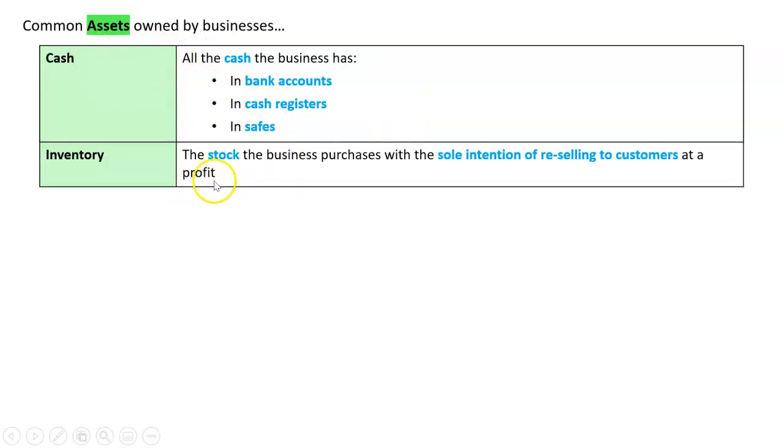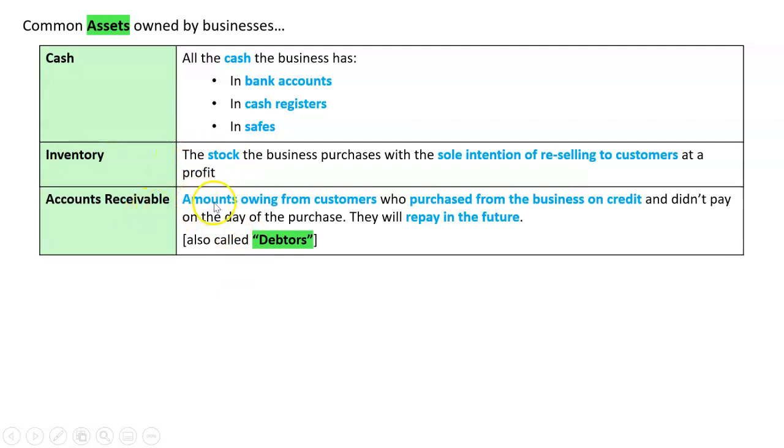Inventory is going to be a big one. That's just stock, but we're going to use the word inventory. And inventory, when we say stock, it's items that are bought with the sole intention of reselling to customers at a profit. We're going to deal with that in much more detail much later on. But for now, just think inventory. Inventory is the stock that we sell.